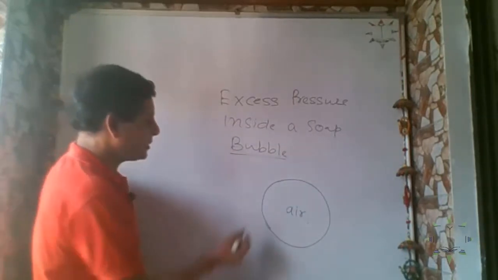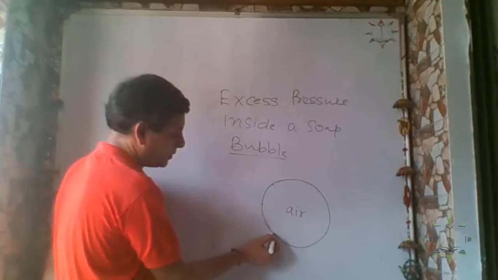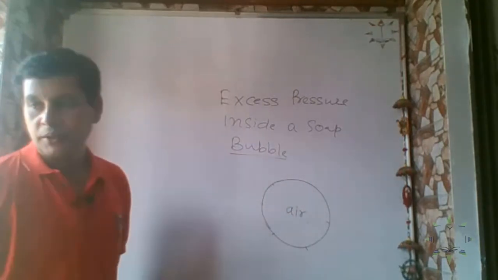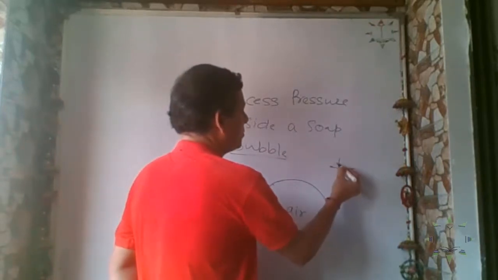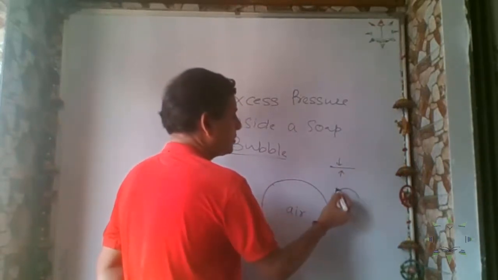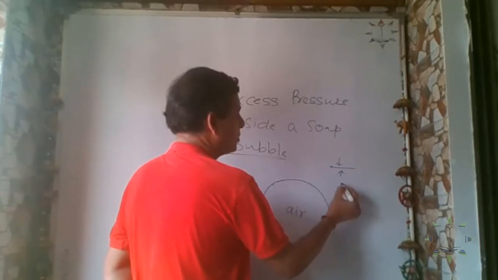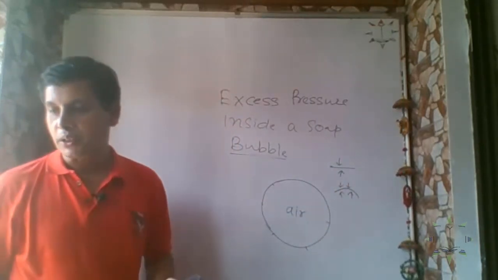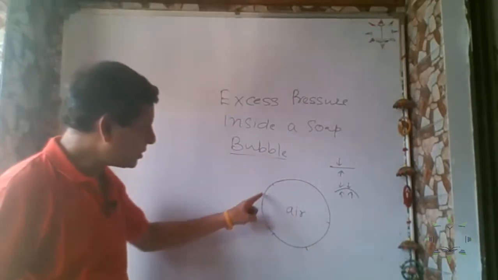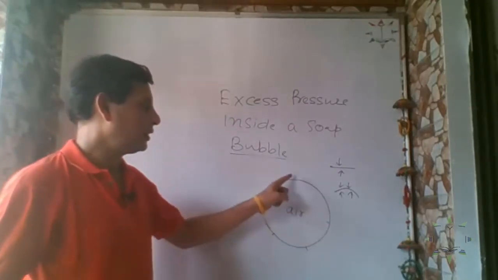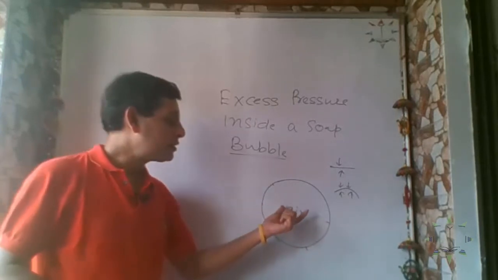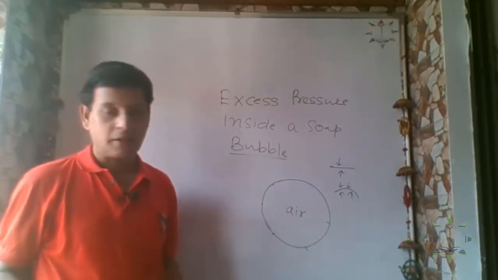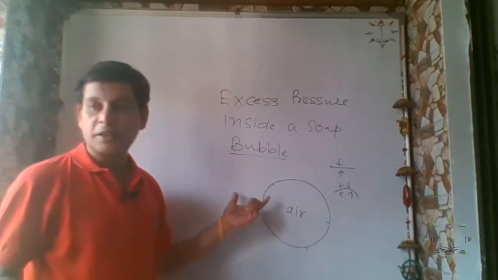Now the surface is curved. It is not a straight surface. Straight surface means what? Pressure on both sides is the same. Curved surface means what? Pressure on this side is more than the pressure on this side. The pressure on both sides is not equal. So the curvature of the soap bubble indicates that pressure inside and pressure outside are not the same. Pressure inside is more. So there is a pressure difference.